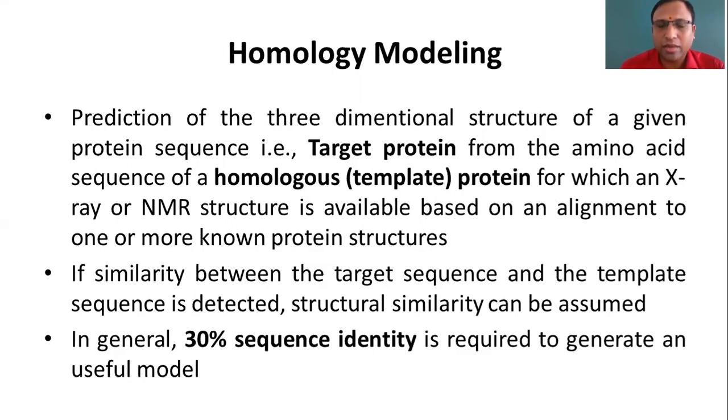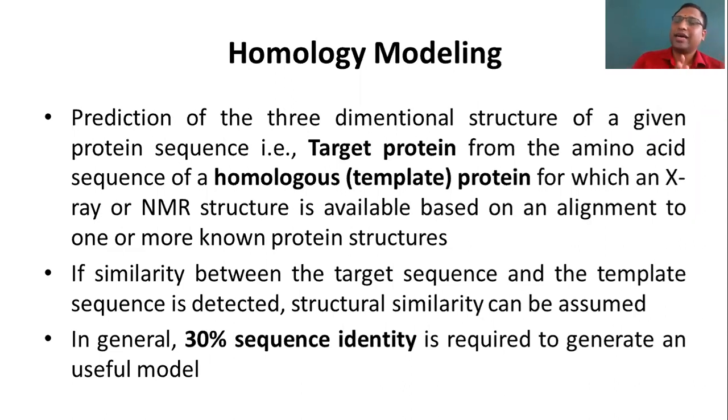So in homology modeling, the basic thing is prediction of the 3D structure. First we have to understand that here we are making a 3D structure which we can rotate, and we can see in which angle it is present, in which torsion it is present, and we can give it based on the phi-psi angles. So it is the prediction of the three-dimensional structure of a given protein sequence, that is the target protein, from the amino acid sequence of a homologous template protein for which an X-ray or NMR structure is available, based on an alignment to one or more protein structures.